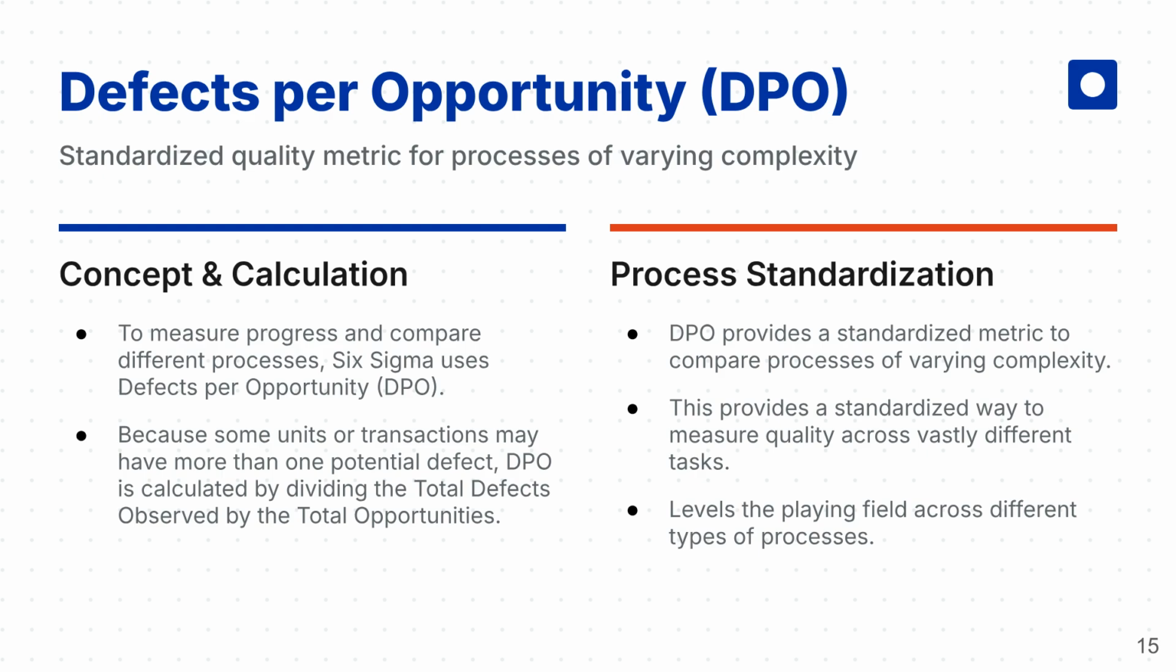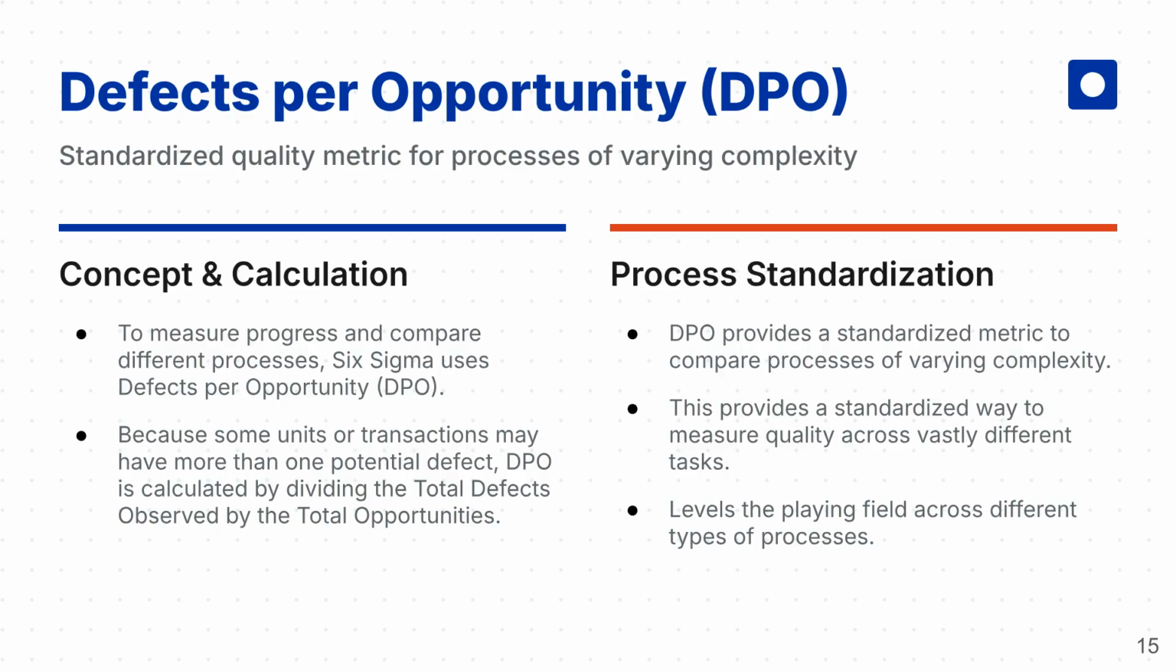A defect is any outcome that does not meet the required quality standard, while an opportunity is any point in the process where such a defect could occur. DPO is calculated by dividing the total number of defects observed by the total number of defect opportunities. This creates a standardized measure that allows organizations to compare processes of different sizes and complexities.